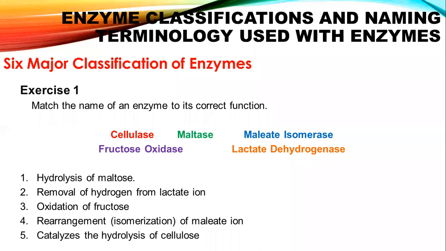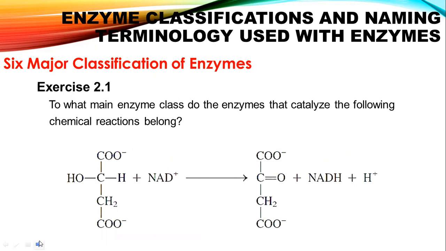If you want to digest the cellulose there into a simple one, you use an enzyme, you have, anyone? Cellulase. Cellulase. Okay, very clear. It's very simple to identify the correct name for the enzymes being involved in a particular reaction. So what enzyme class do the enzymes that catalyze the following reaction belong?